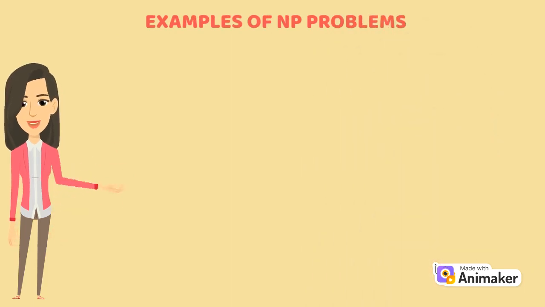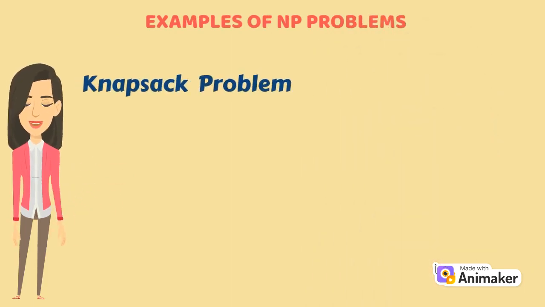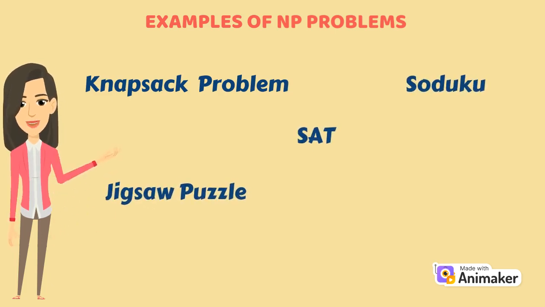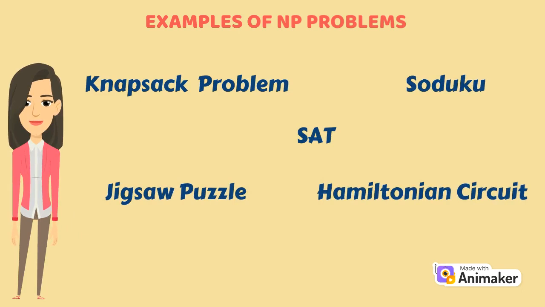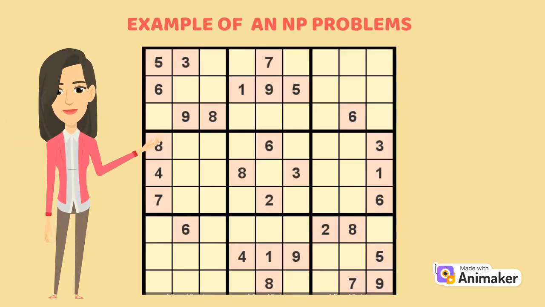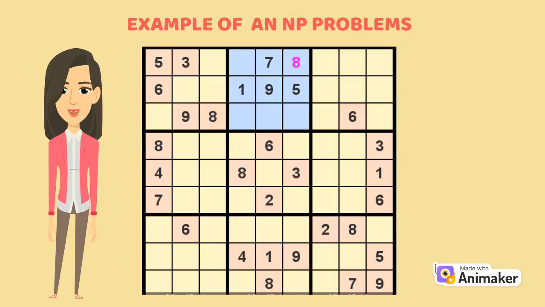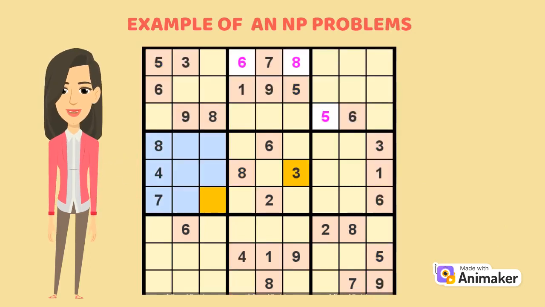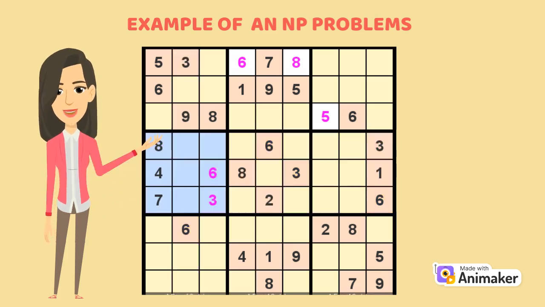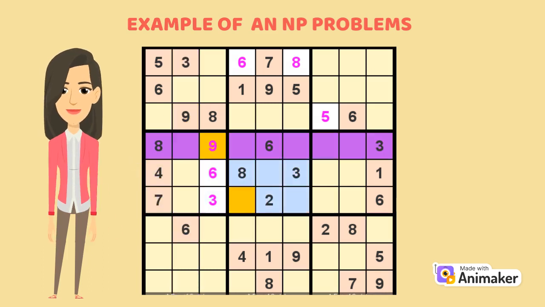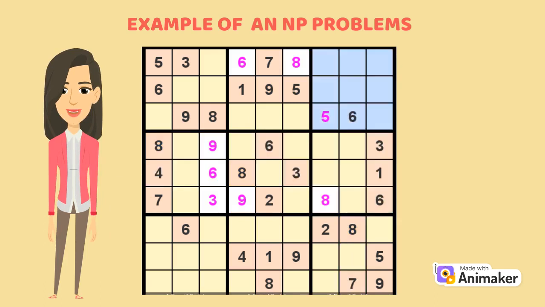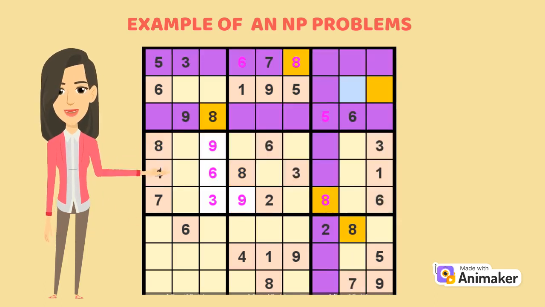Examples of NP problems are knapsack problem, Sudoku, SAT, jigsaw puzzle, and Hamiltonian circuit. Solving a Sudoku puzzle will require some time and labor in order to scan and figure out the right numbers to fill in the missing numbers in each row and column. However, once the puzzle is solved, it will now be easy to verify if it is correct.